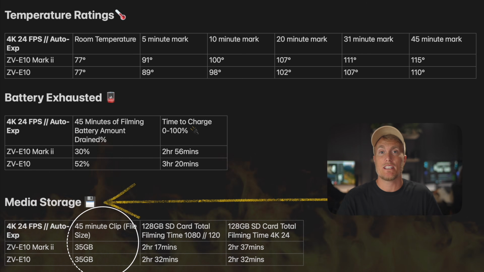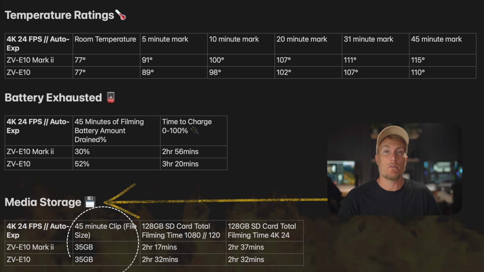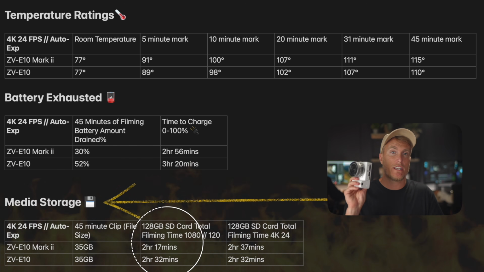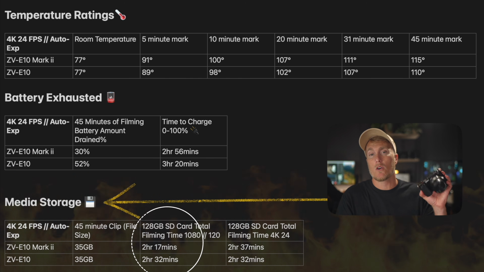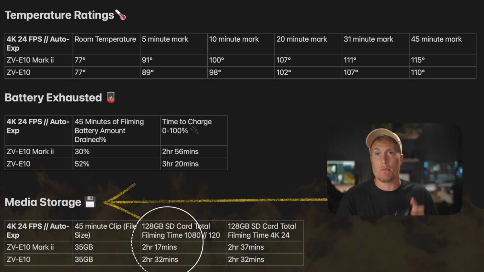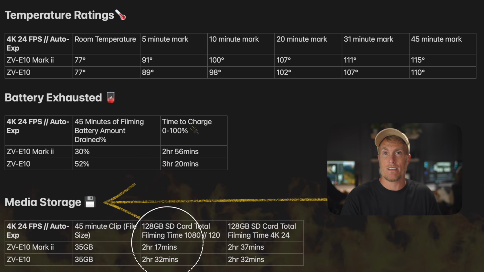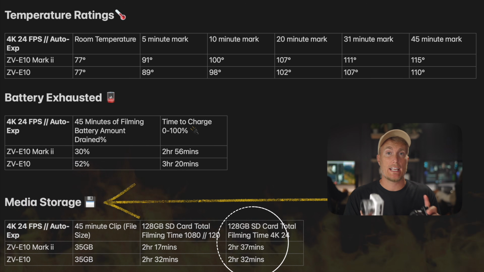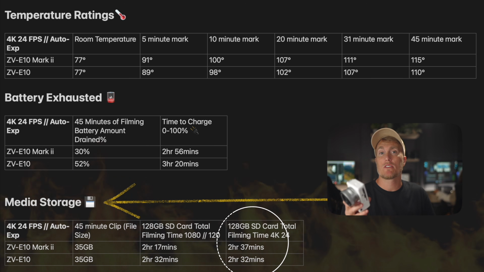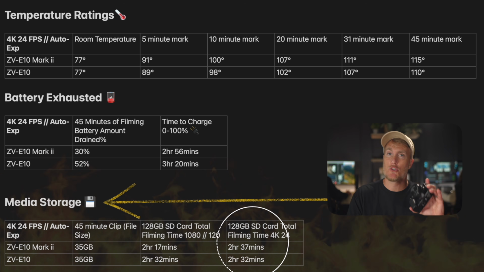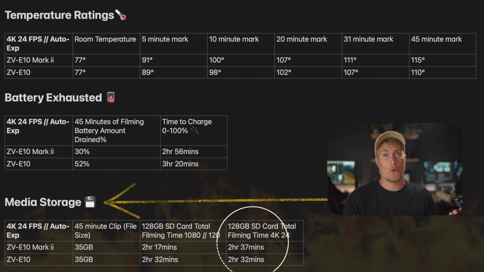And when I cleared the SD cards and switched the resolution to 1080-120, the Mark II had a duration of 2 hours and 17 minutes, and the Mark I had a duration of 2 hours and 32 minutes. This is the benefit of shooting with 8-bit cameras, because you'll have more filming time. When I switched them both over to 4K 24, the Mark II had 2 hours and 37 minutes, and the Mark I had 2 hours and 32 minutes. I don't know why that is, that's just what it read.